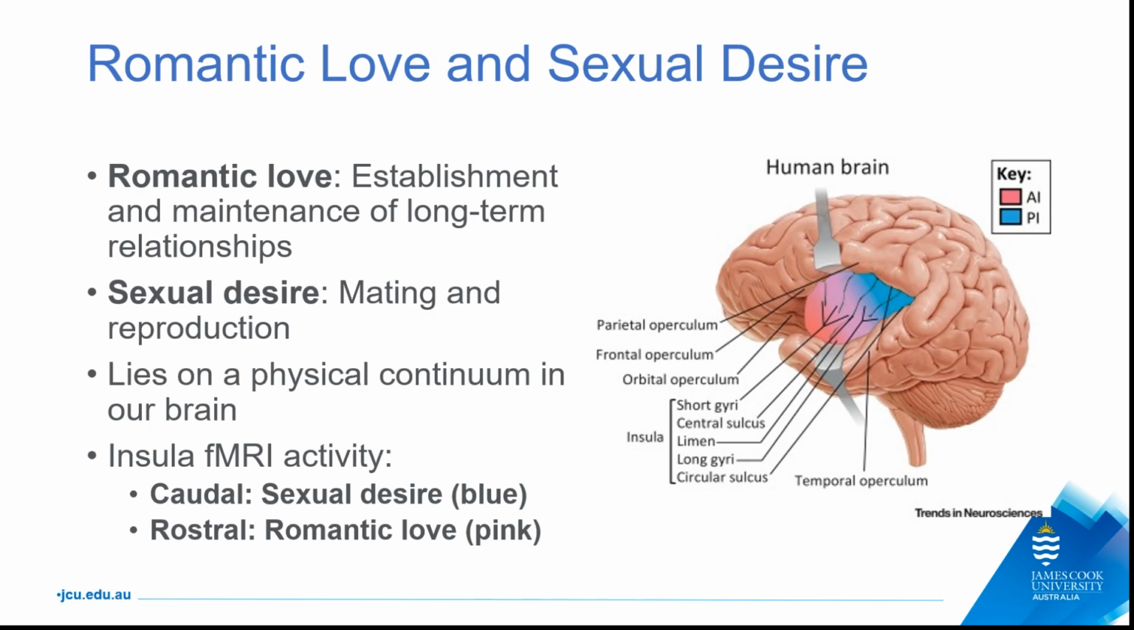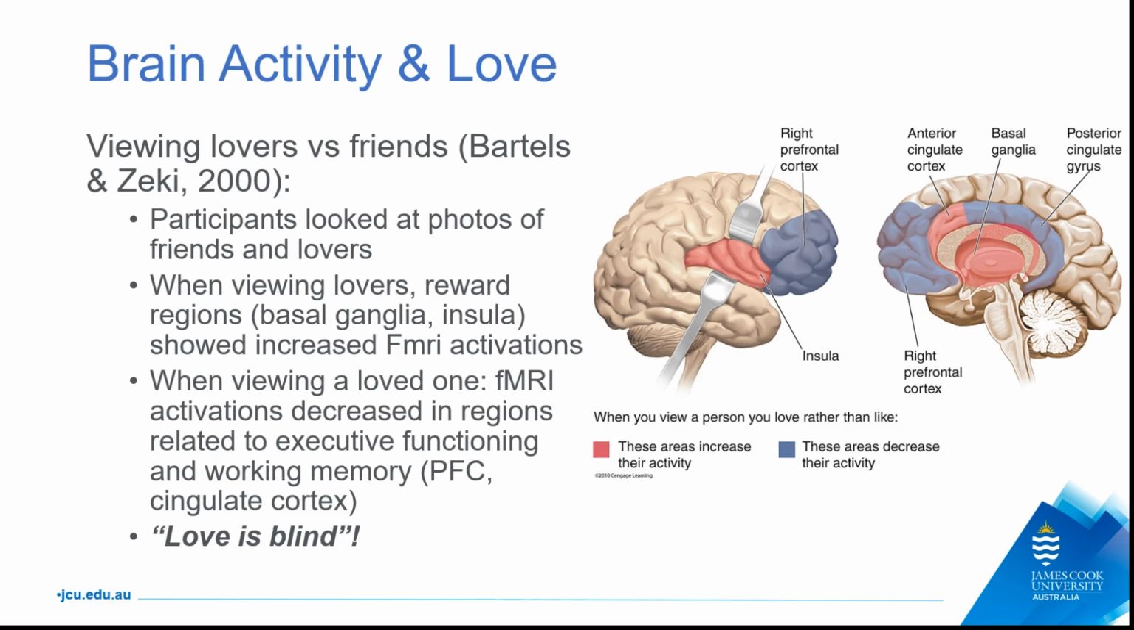This part is also very interesting: brain activity and love, a study by Bartels and Zeki. They looked at photos of friends and lovers. Again, this is like a social psych study, except they use fMRI, but the study itself is social psych. When viewing lovers, we have all these reward regions, the ones I talked about already, the insula and the basal ganglia. They show increased fMRI activations.